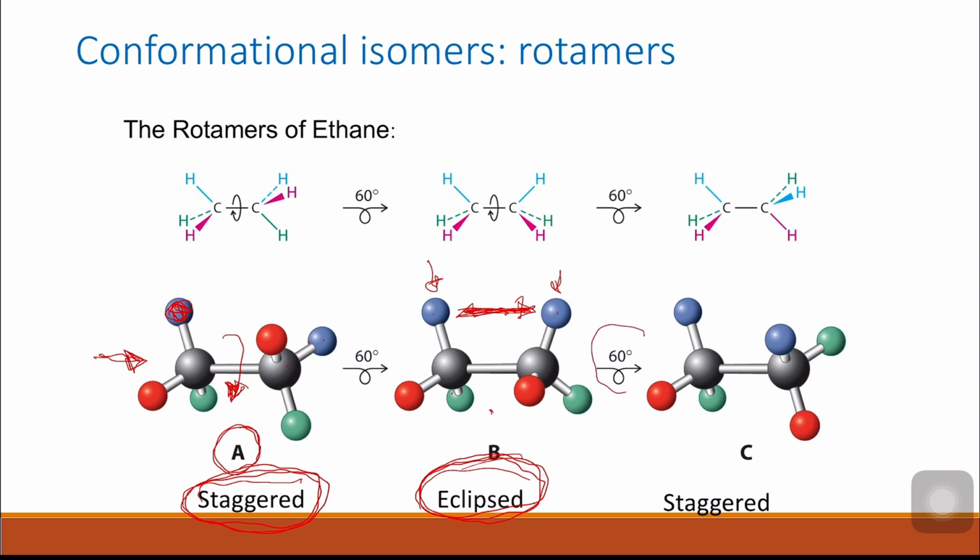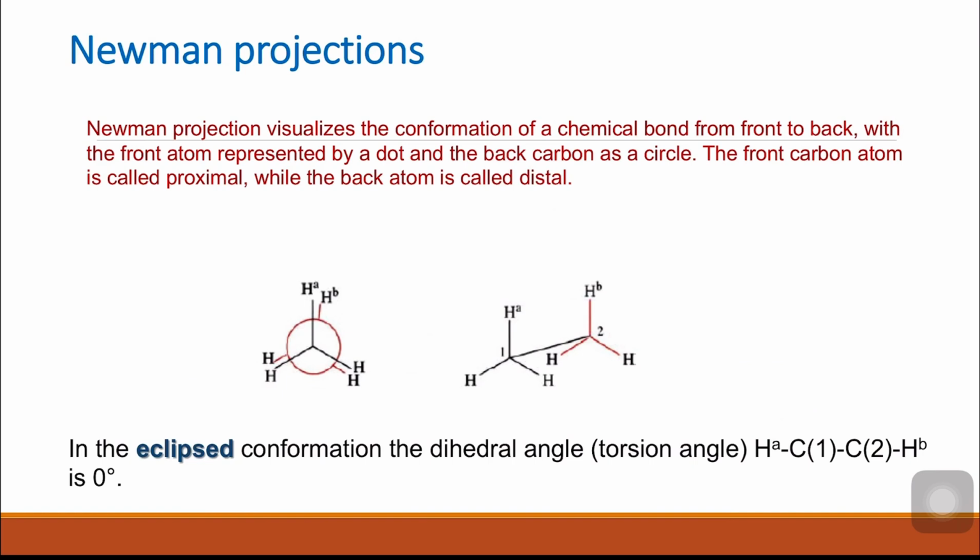Again, if they rotate another 60 degrees in this direction, we will go back to the staggered form. Even though in this staggered form the atoms will be placed in different positions, they are still all hydrogens, and all the atoms are kept away as much as possible from each other. To represent this kind of bond, we use what is called the Newman projection.